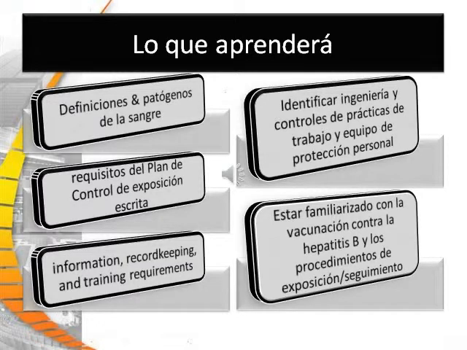What you will learn. We'll talk about the definitions of bloodborne pathogen and the requirements of a written exposure control plan. We'll give you general information, record keeping, and training requirements. We'll identify engineering and work practice controls, as well as personal protective equipment that can be used. We'll familiarize you with Hepatitis B vaccination and post-exposure follow-up procedures.